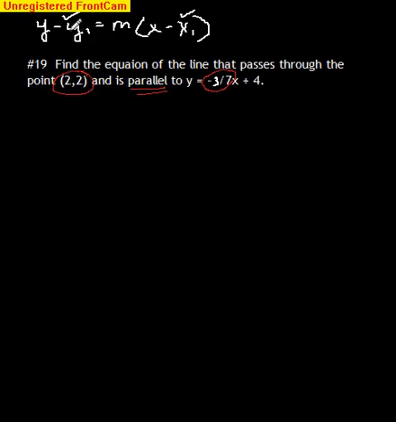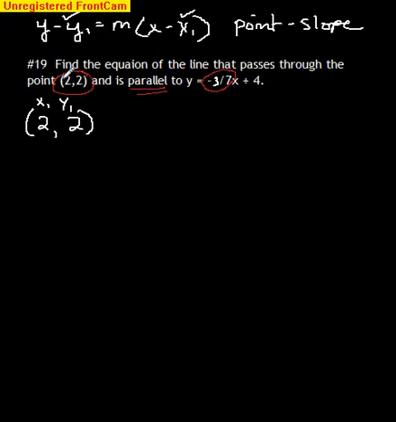Okay, so we have our point. Remember, this is our point slope form. So in order to use it, you need a point and a slope. Our point is (2, 2). That's easy enough, and that's your x1, y1. Let me just make sure that it's that easy. That's a point.